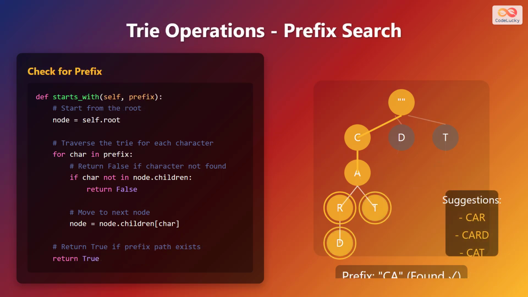Now let's look at how to check for a prefix in a trie. Begin at the root node, then traverse the trie for each character in the prefix. If any character is not found along the path, return false, indicating the prefix does not exist. If the entire prefix is found, it returns true, confirming the prefix is valid. The trie can also be used to list suggestions to the user. Example: searching for "ca" will return suggestions like car, card, cat.